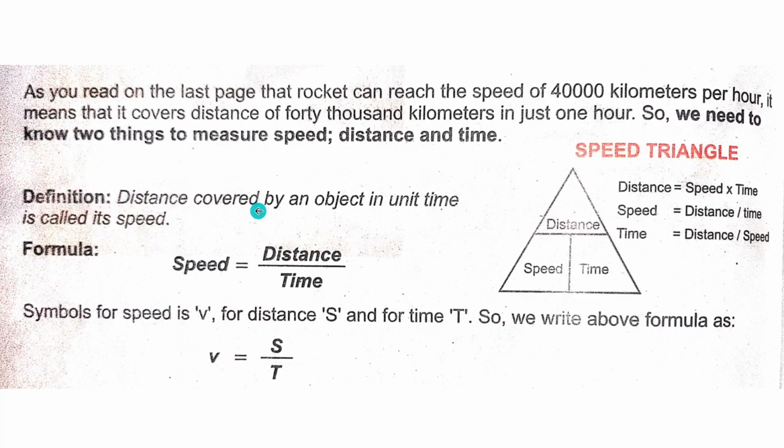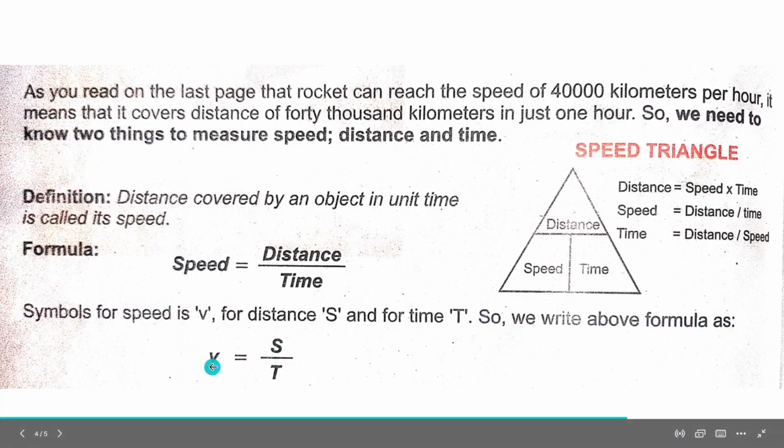Definition: distance covered by an object in a unit of time is called its speed. Formula: speed equals distance over time. Symbol for speed is v, for distance the symbol is s, and for time the symbol is t. So we write above formula as v equals s divided by t.